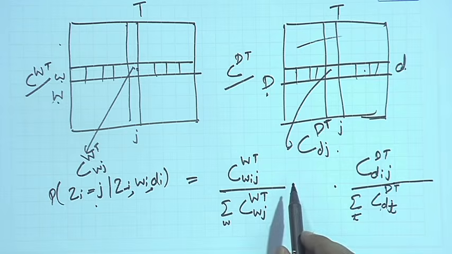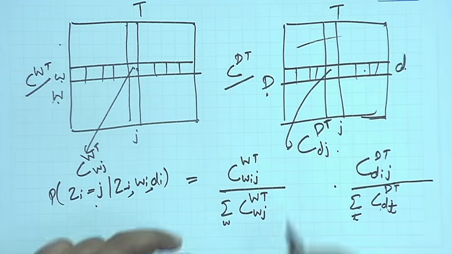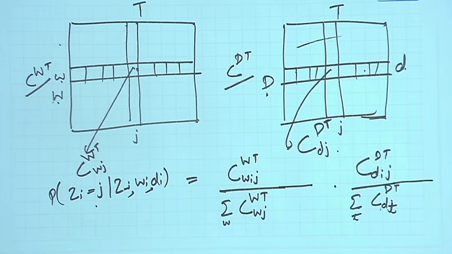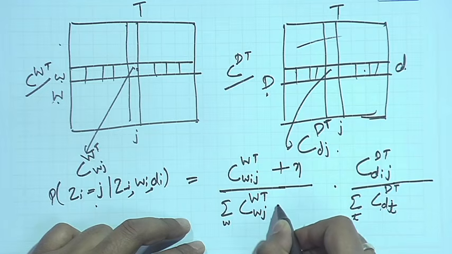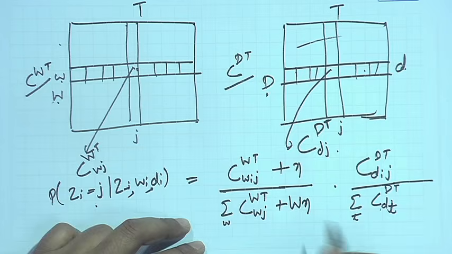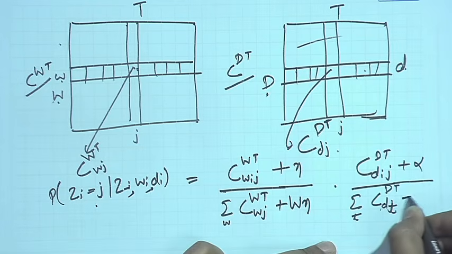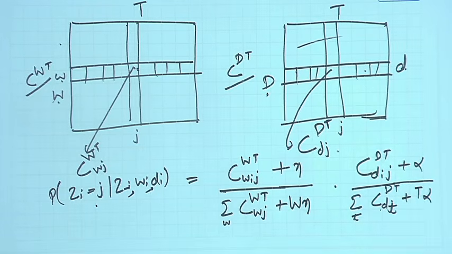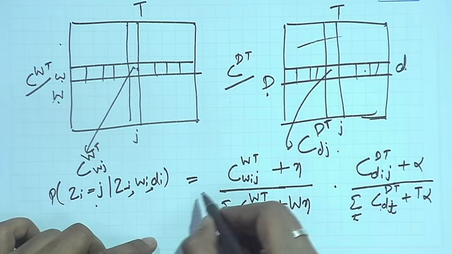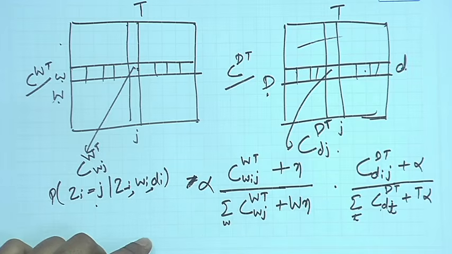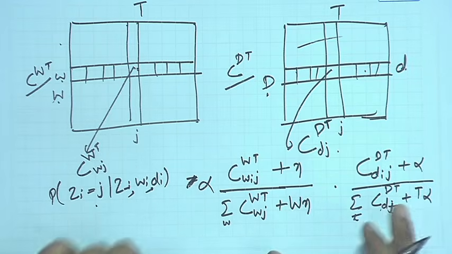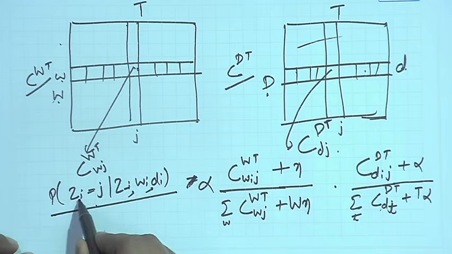Now, there are certain priors that you take here. You can think of these as some sort of smoothing. So here you have a smoothing parameter eta, and similarly it will be plus W times eta here, and alpha plus T times alpha there. These are smoothing parameters, and to make it a probability you need to normalize. So instead of calling it equal to, you will say it is proportional to this. Now this gives you the formulation for the probability that the ith token will be assigned topic J given all this.